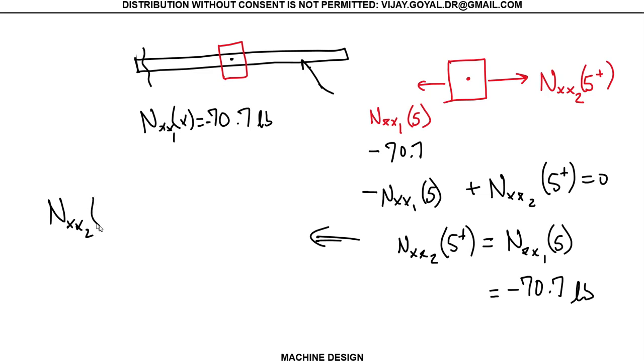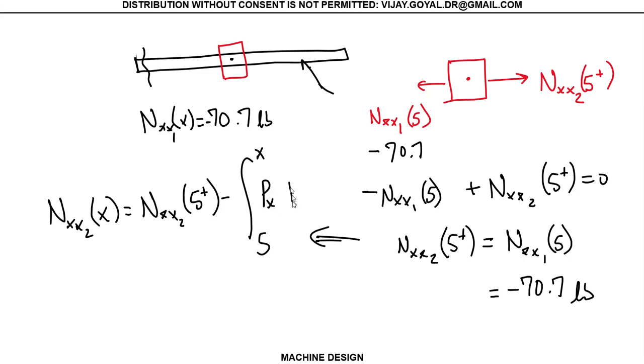Nxx 2 of x is equal to Nxx 2 evaluated at 5 plus, minus the integral from 5 to x of p of x dx. I don't have p of x in my problem. Then this becomes this value, minus 70.7 pounds.